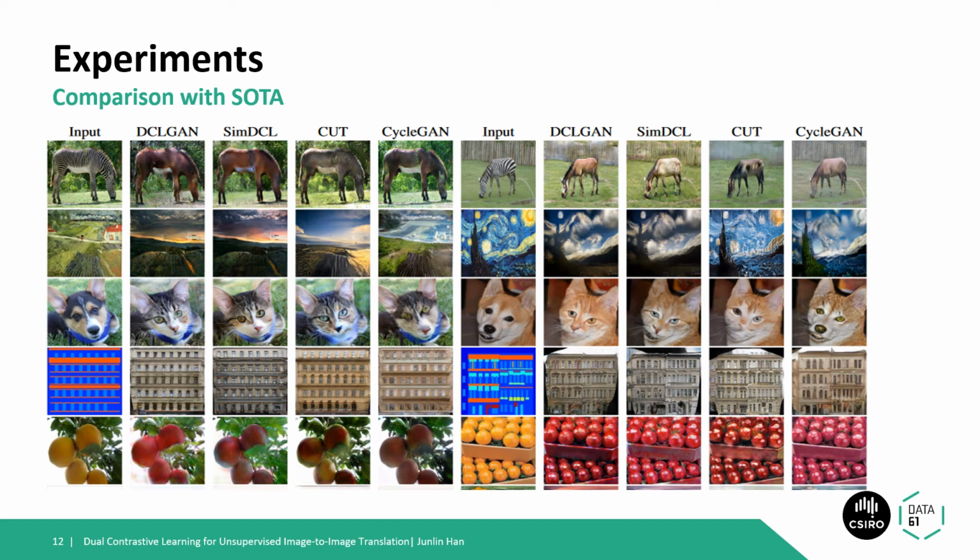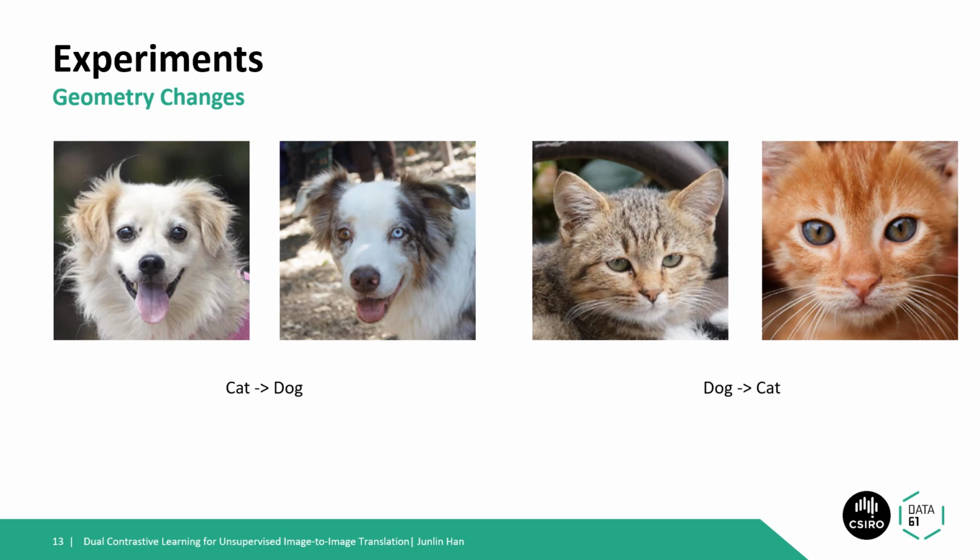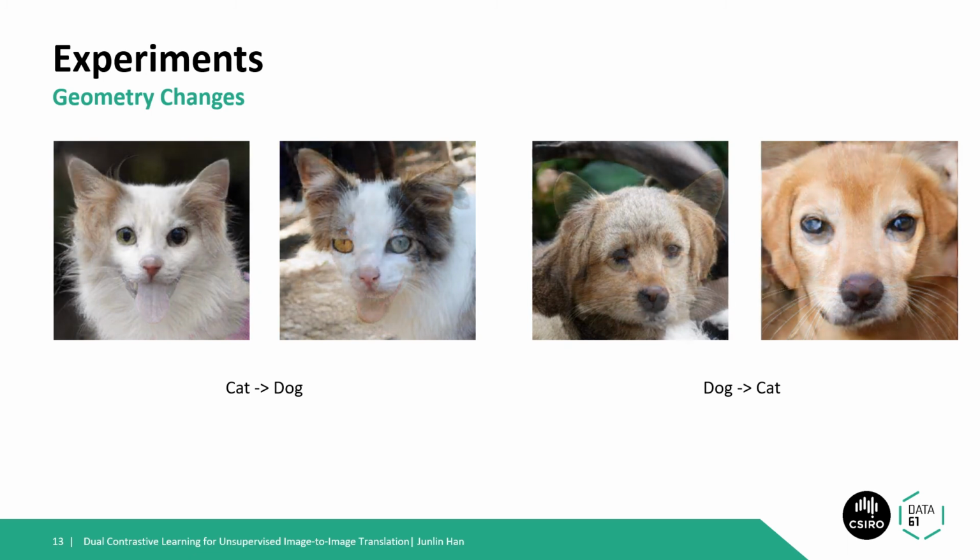DCLGAN tends to perform a more natural translation. DCLGAN has fewer constraints than CUT and CycleGAN. Thus, it's good at performing geometry changes to match the distributions. Here are some examples. This property can be good if geometry changes are required, but it's more a personal taste.